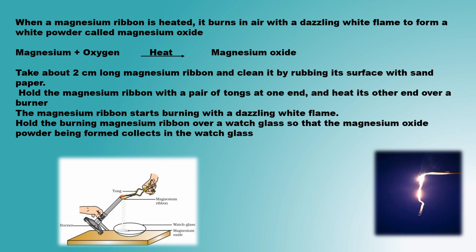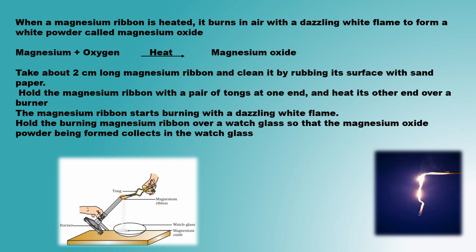Let us study the chemical reaction of magnesium with the oxygen of air now. When a magnesium ribbon is heated, it burns in air with a dazzling white flame to form a white powder called magnesium oxide. Actually, on heating, magnesium combines with oxygen present in air to form magnesium oxide. The burning of magnesium in air to form magnesium oxide is an example of a chemical reaction.